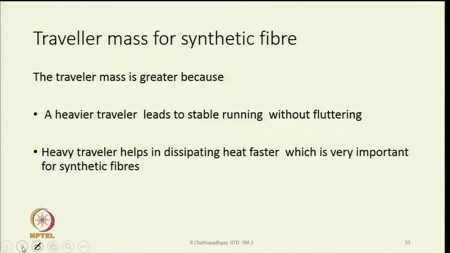Traveler mass for the synthetic fiber, if we compare with the cotton, then traveler mass is always greater when you compare with respect to cotton or synthetic fiber yarn. Heavier traveler leads to stable running without fluttering. Fluttering means the kind of noise that traveler makes when it runs, because it vibrates. So, heavier traveler is used to avoid fluttering, and heavy traveler helps in dissipating heat faster, which is very important for synthetic fibers. Otherwise, traveler temperature will go high, there is a chance of melt spot to be formed on the yarn.